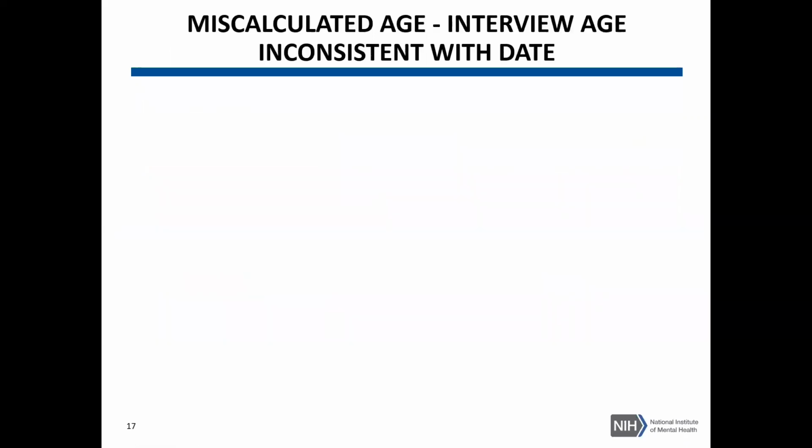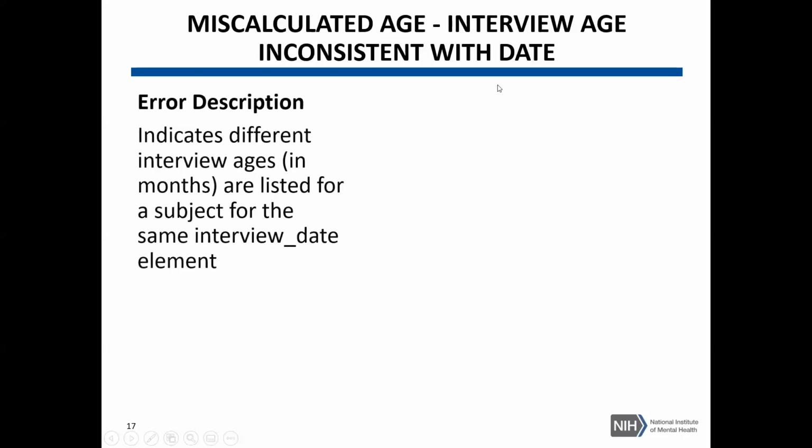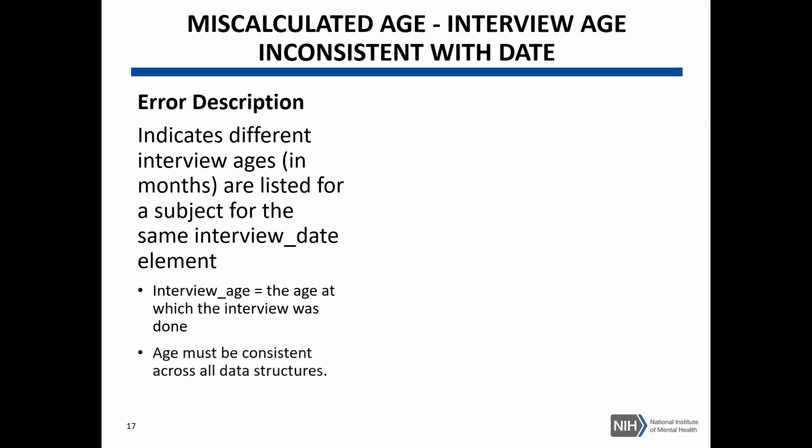Another type of error you may encounter is the miscalculated age error, in particular, the subtype interview age inconsistent with date. This will indicate that there are different interview ages listed for the subject for the same interview date. The interview age is the age at which the interview was done in months. The age must be consistent across all data structures.